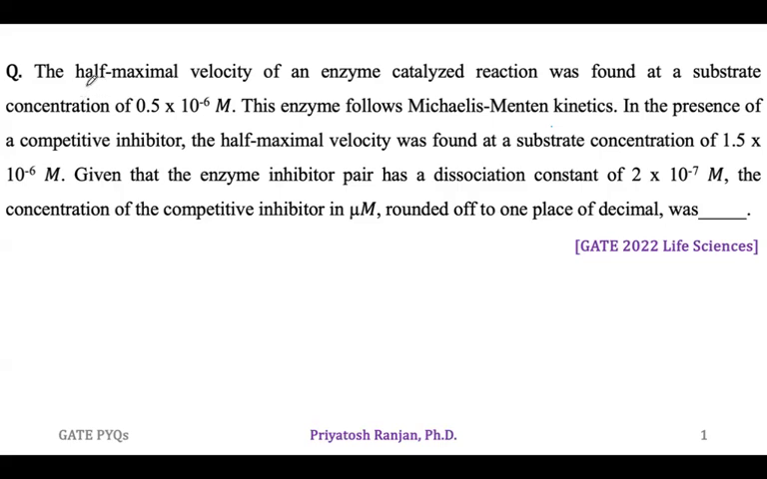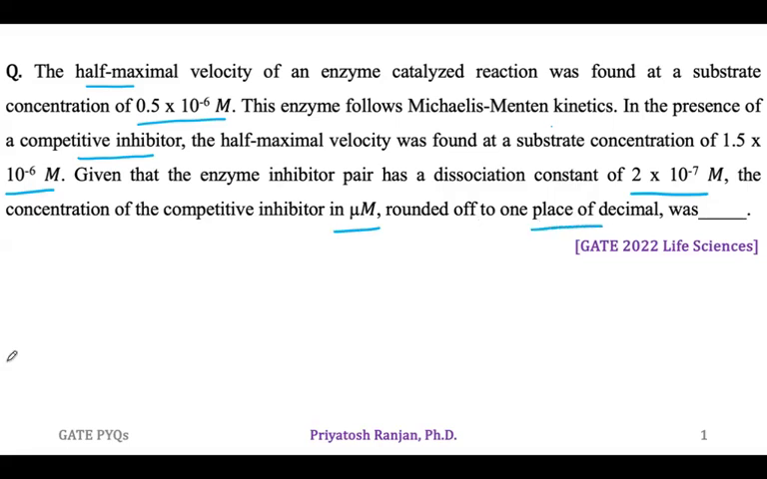The question is, the half maximal velocity of an enzyme catalyzed reaction was found at a substrate concentration of 0.5 into 10 raised to power minus 6 molar. This enzyme follows Michaelis-Menten kinetics. In the presence of a competitive inhibitor, the half maximal velocity was found at a substrate concentration of 1.5 into 10 raised to power minus 6 molar. Given that the enzyme inhibitor pair has a dissociation constant of 2 into 10 raised to power minus 7 molar, you need to find the concentration of the competitive inhibitor in micromolar, and the value has to be rounded up to one place of decimal.